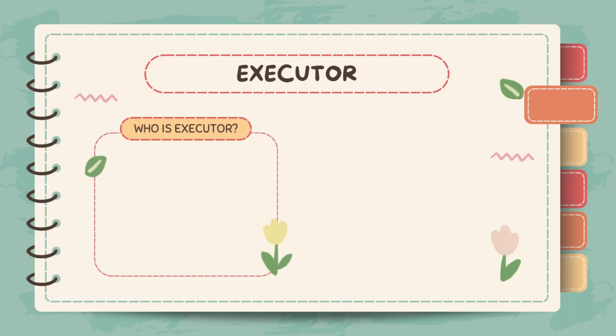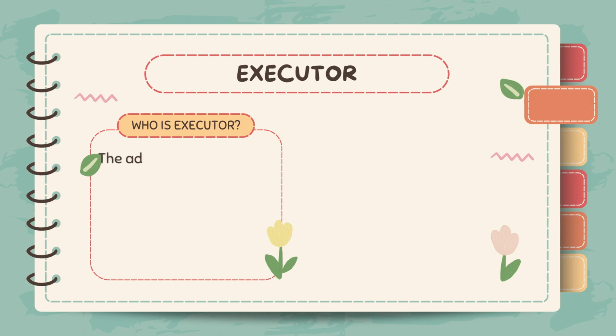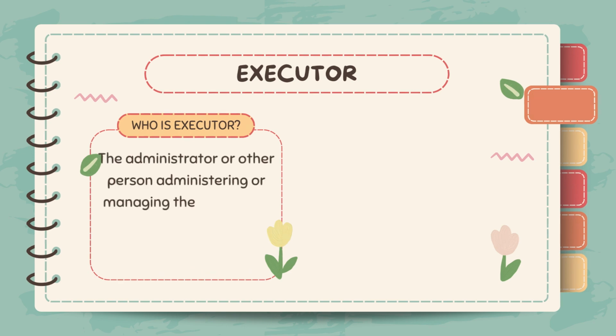Executor. Who is executor? According to Section 2 Income Tax Act 1967, executor is the administrator or other person administering or managing the estate of a deceased person.